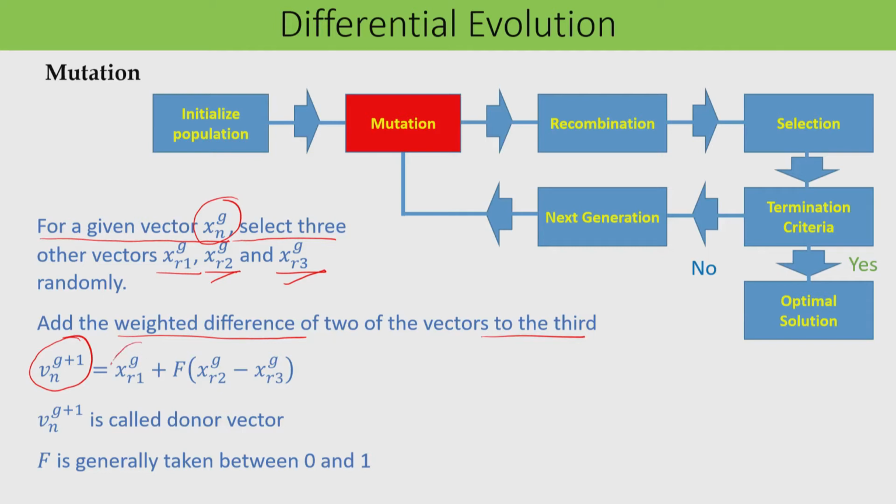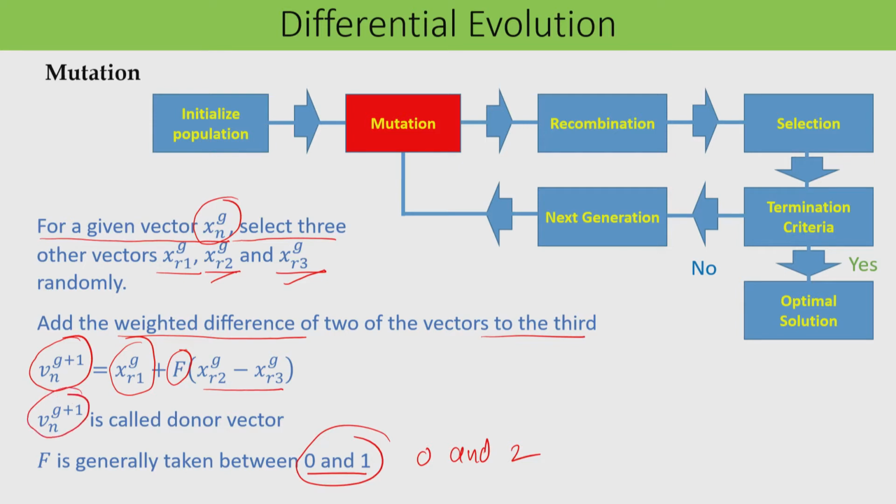So, one vector I am taking as an initial solution and then other 2 vectors are taken to get the direction, and we are multiplying with F. So, F is a number, or you can say a parameter of this algorithm. This value is generally between 0 and 1 and some people are also taking between 0 and 2. In this case we are considering between 0 and 1, and so I am getting the donor vector.